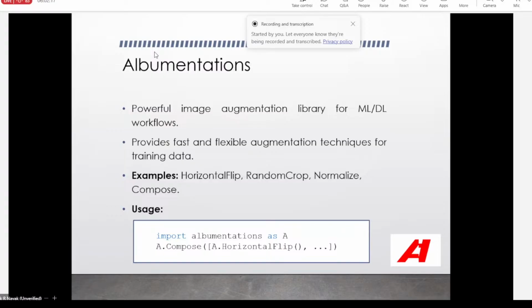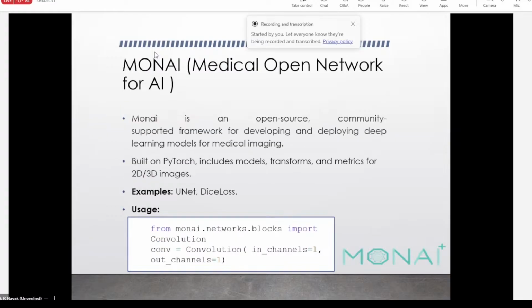There are tools like Albumentations, where you can easily apply functions to perform augmentations over the images, like horizontal flipping, random crop, normalization, and many others. If you want, you can also use this.